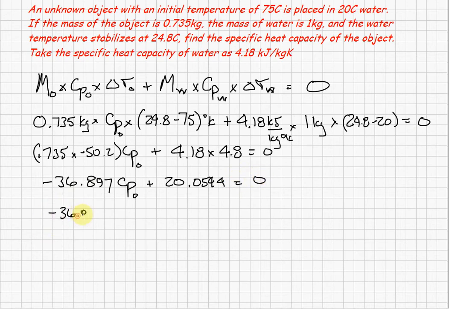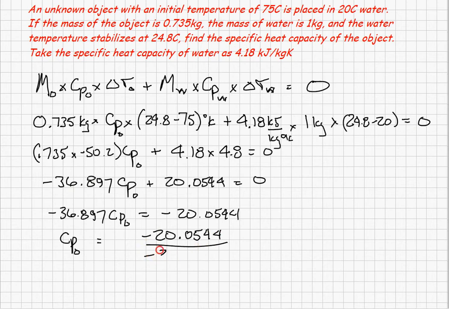Let's rearrange. Minus 36.897 CPO equals minus 20.0544. CP of the object is equal to minus 20.0544 over minus 36.897, and that happens to equal 0.543. And if we follow our units through, this is kilojoules per kilogram degree K, and that in fact is the number for cast iron.